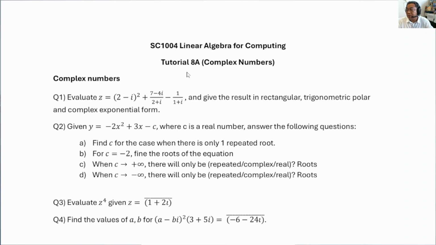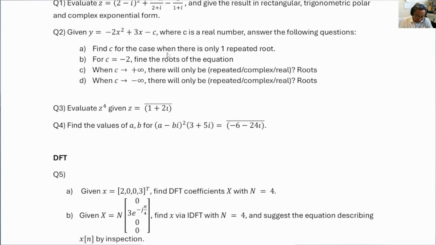Welcome back. This is tutorial 8A. We are going to do question 5C.